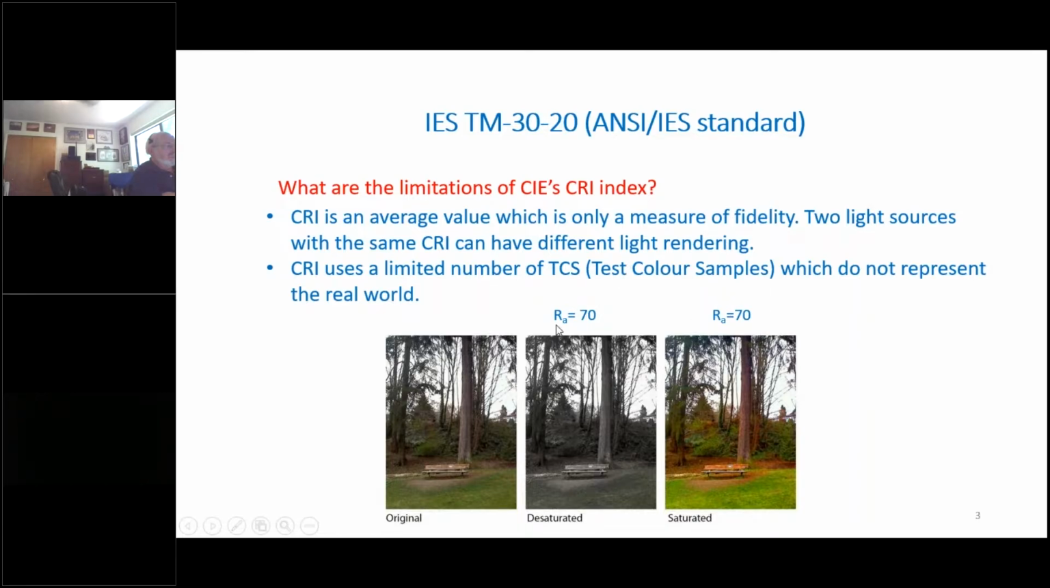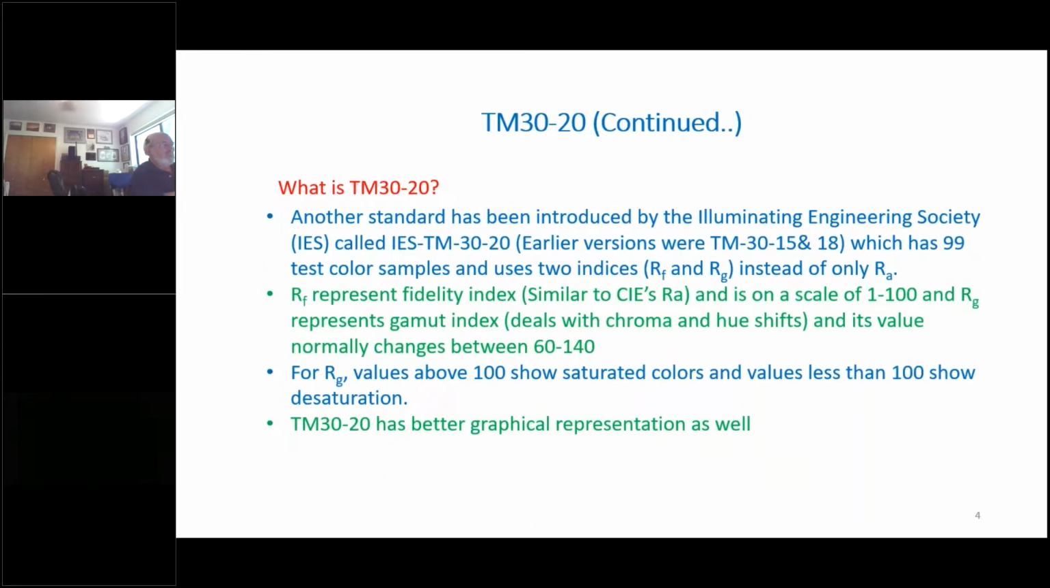For this reason, the Illumination Engineering Society devised the TM30, which was originally in 2015, then 18, and now it's 20. It uses more colors, 99 colors instead of 7 or 8, and also has 2 different indices. I'll talk a little bit about those as well. As I said, there are 99 test color samples which reflect a better example of the complexity of today's world. And it uses 2 indices, RF and RG.